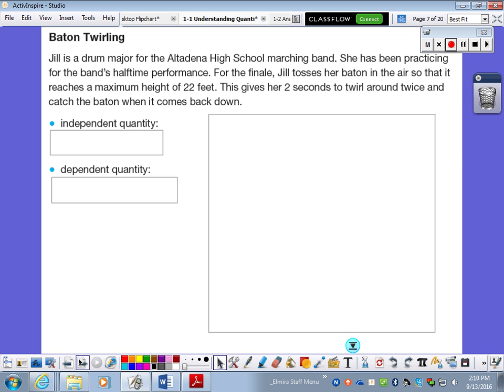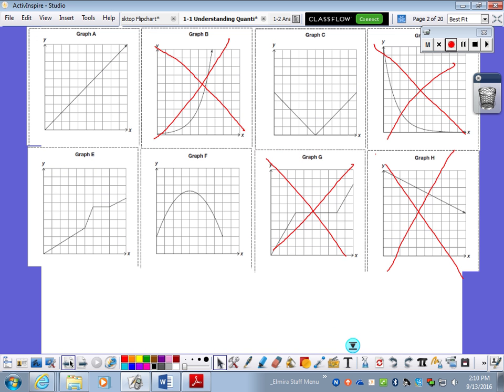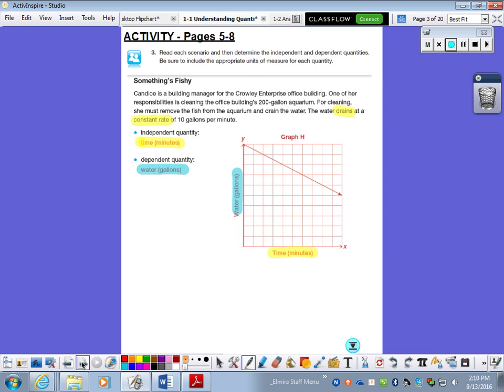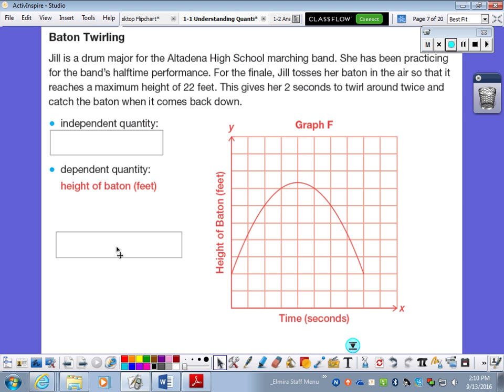Okay, so we're looking for a graph where we've got a baton that goes up and then it comes back down. Well, that graph, there's really only one that looks like that. Okay, graph F. And we're labeling our independent and dependent variables.